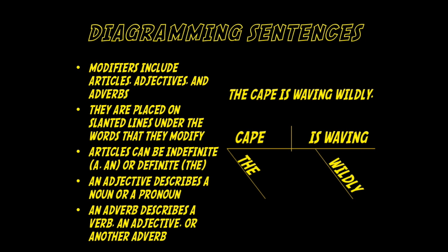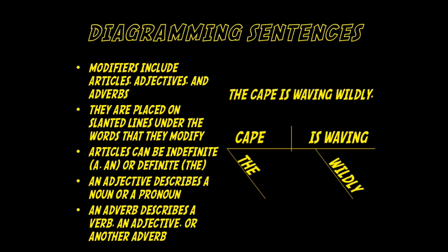It's for adverbs. An adverb describes a verb, an adjective, or another adverb. Let's look at the sentence. The cape is waving wildly. Now we have the subject cape again, but then we have the predicate here, is waving. So we have a helping verb and a main verb, and just as we said before, our helping verb stays with our main verb. We have an article that's modifying the word cape, so we put on a slanted line coming off of it. That article is the, so the cape, you see it right there.